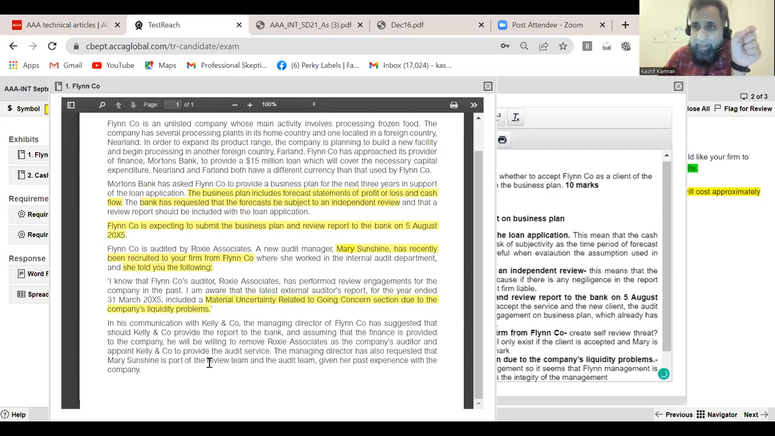In his communication with Kelly and Company, the managing director of Flynn Company has suggested that should Kelly and Company provide the report to the bank, and assuming the finance is provided to the company, he will be willing to remove Roxy as the company's auditor and appoint Kelly to provide the audit service. Is the managing director giving you an incentive that if you provide me an assurance on my cash flow and I get the loan from the bank, I will remove the previous auditor, and as a reward, I will appoint you as my auditor?